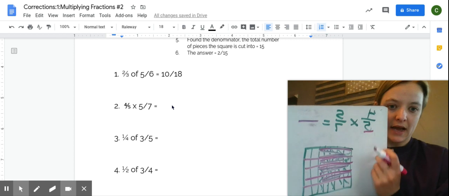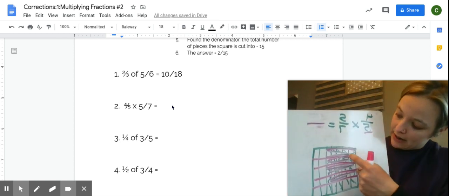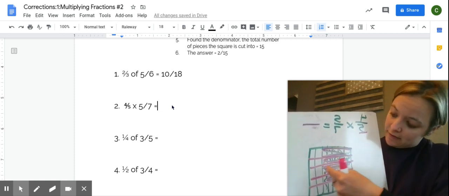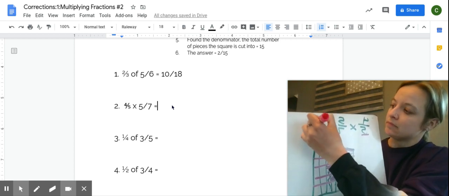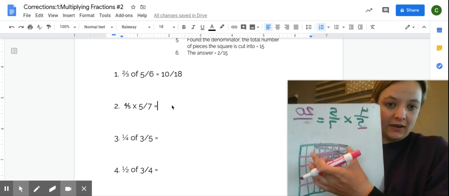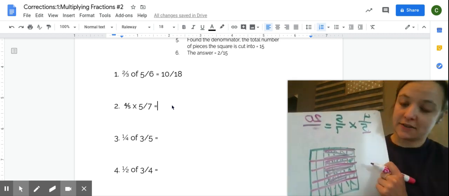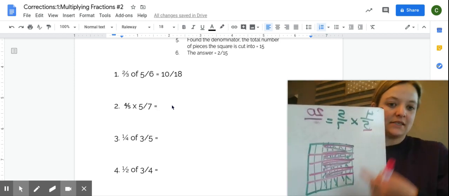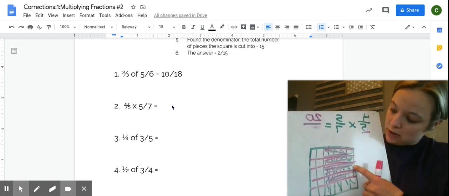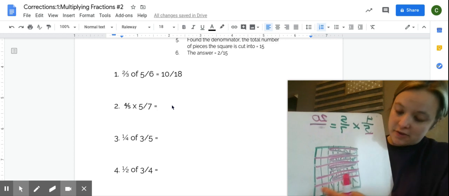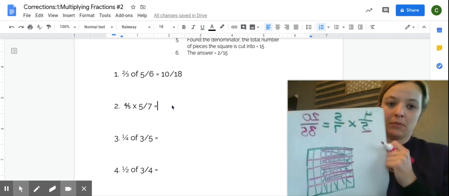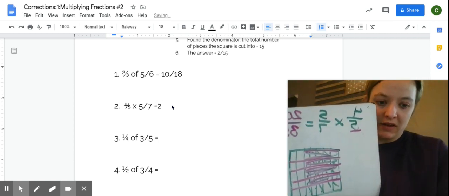Now remember, my answer is how many pieces I shaded in twice, so I can count 1, 2, 4, 5, or I can skip count 5, 10, 15, 20. Because I first cut it into sevenths and colored in 5, and I have 4 of those. Okay, to find my denominator, I want to know how many pieces this is cut into all together. So I have 7, 14, 21, 28, 35. There's 7 in each row, so I'm just skip counting by 7. And my answer is 20/35.